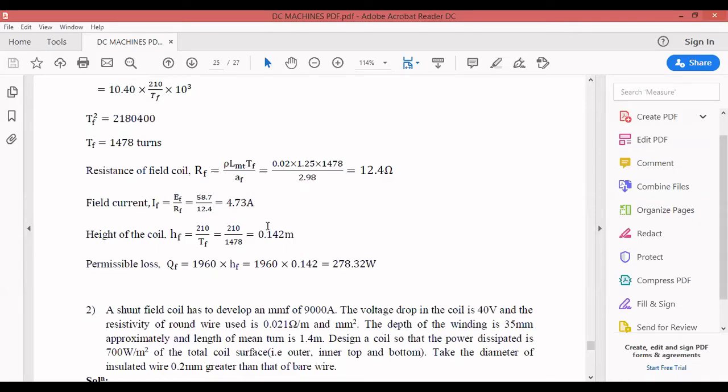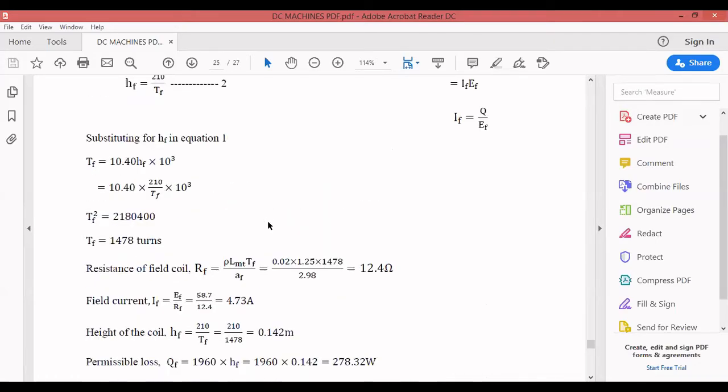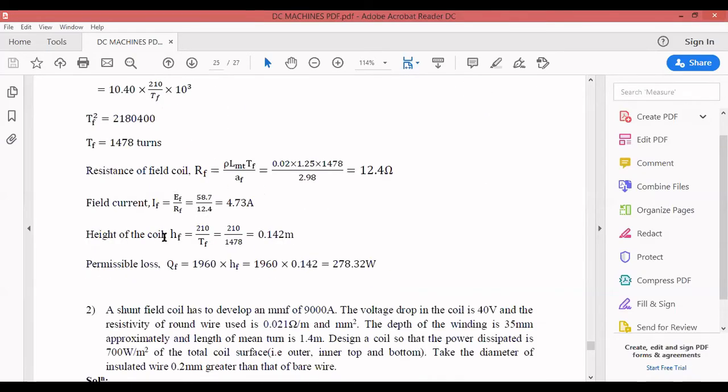So this is IF. If you want, you can calculate the height of the coil, HF. Take this equation and you calculate. HF is equal to 210 by TF. So this is the height of the coil, 0.142. So the height of the coil is 0.142.